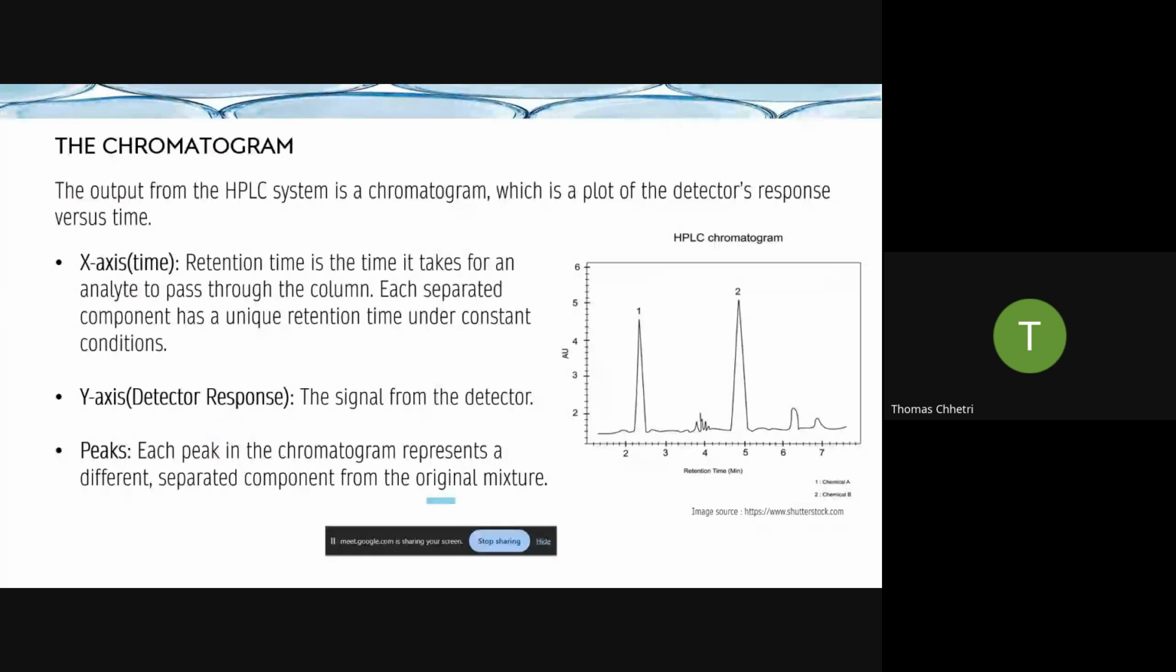Each separated component has a unique retention time under constant conditions. The y-axis represents detector response, the signal from the detector. You can see the peaks. Each peak in the chromatogram represents a different separated component from the original mixture.